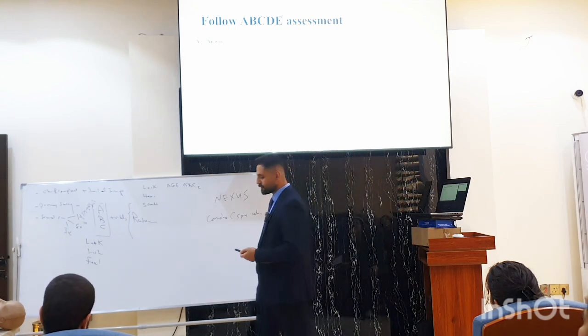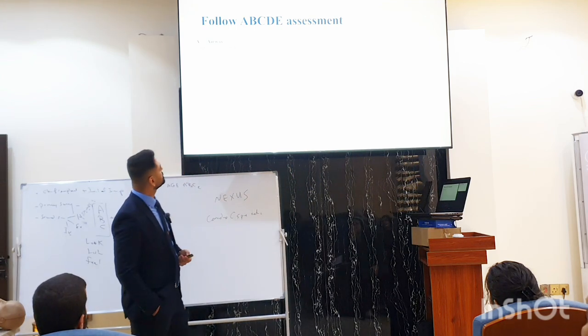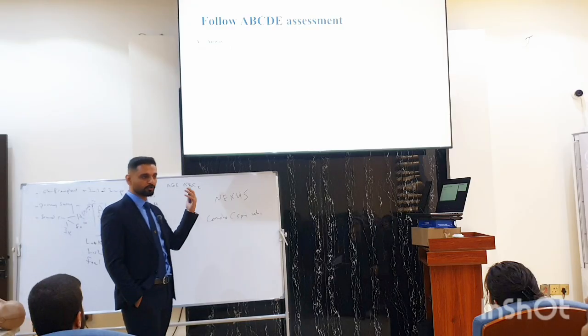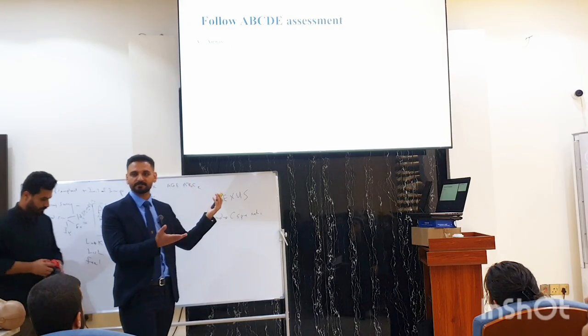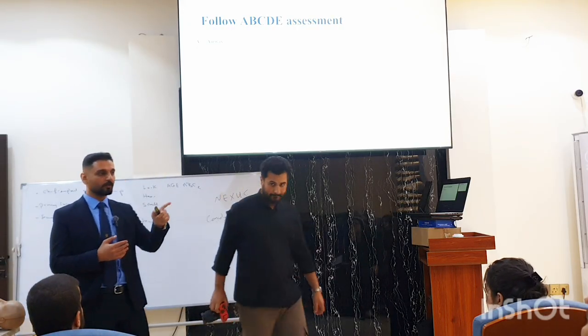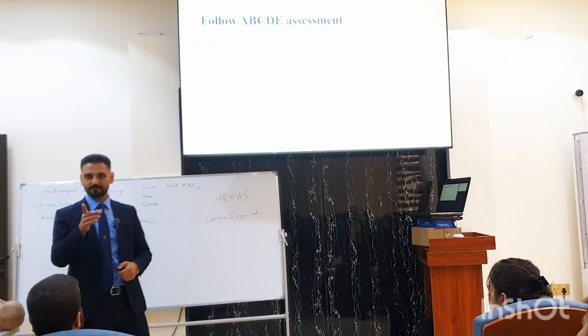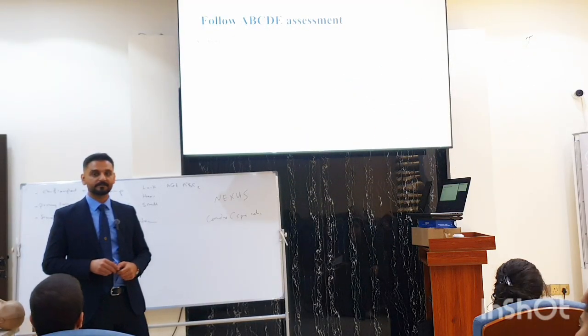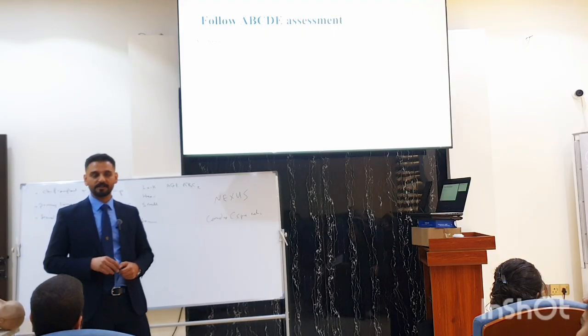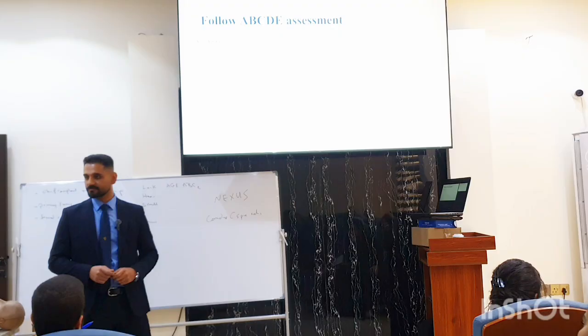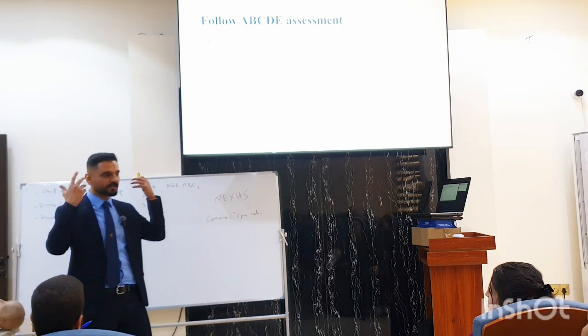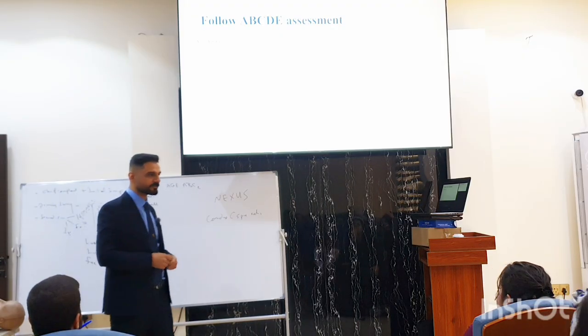A, his airway is patent, but fatigue. What do I mean by fatigue? How could I know he is fatigued? Yes, he cannot complete a sentence, and you find him sitting in a tripod position. He is using his trapezius in order to help his respiratory muscle.